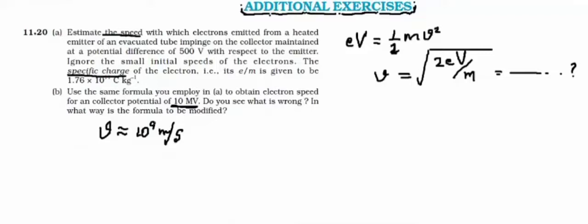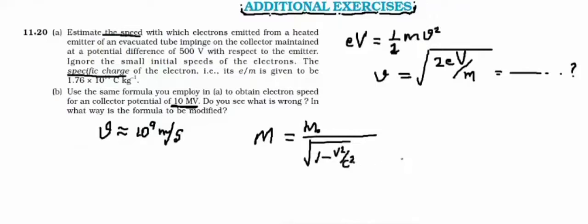You know, 10 power 9 meter per second means it is more than the speed of light, and according to our concepts, it's not possible. So where is the mistake? In such situations, when the electron is accelerated to such a high speed, its mass is not a constant. Its mass changes according to the relativistic mass variation: m is equal to m naught divided by under root 1 minus v square by c square, where m naught is the rest mass.